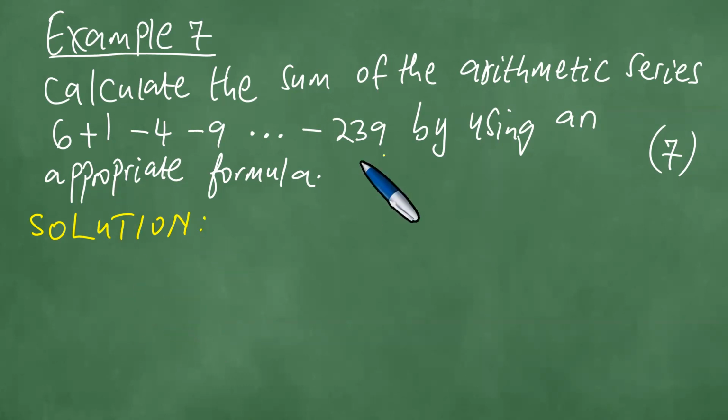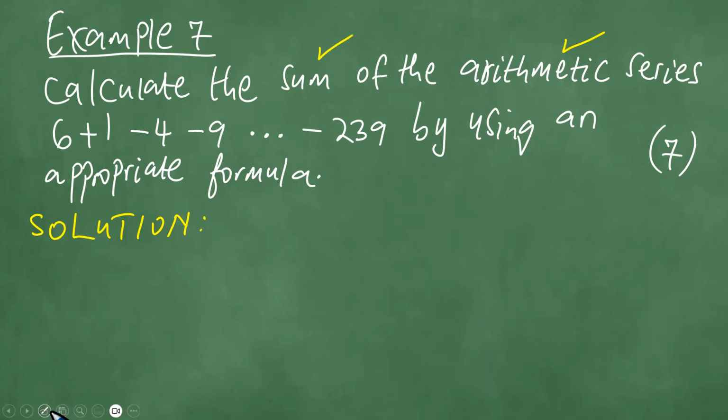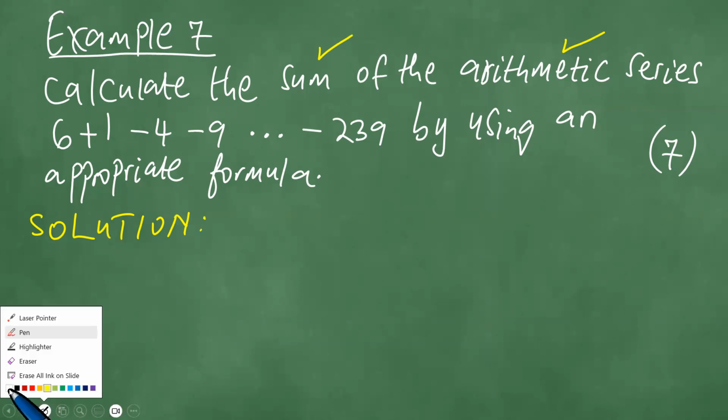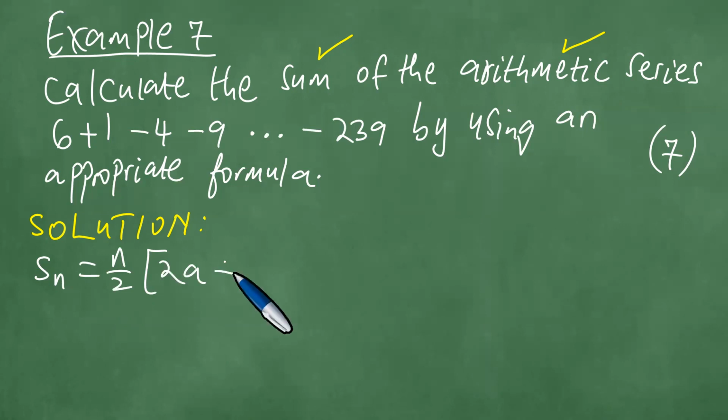Right, so to calculate the sum of the arithmetic series here, because they have already said it is arithmetic and we need the sum, you must ask yourself, what is the formula that we're going to use? So Sn is n over 2 into twice a plus n minus 1 into the common difference d.